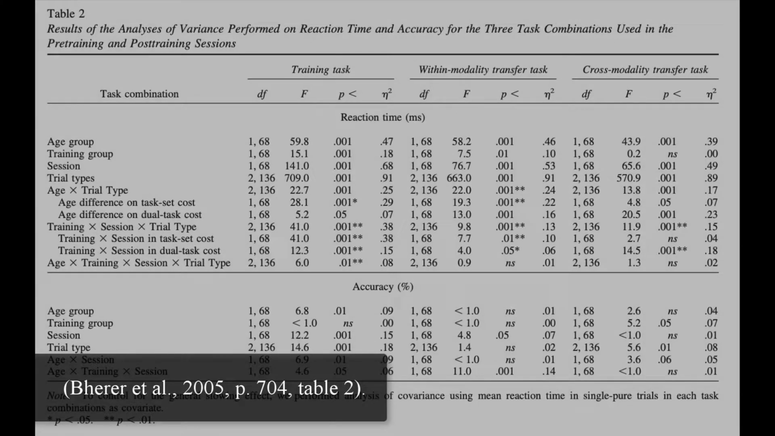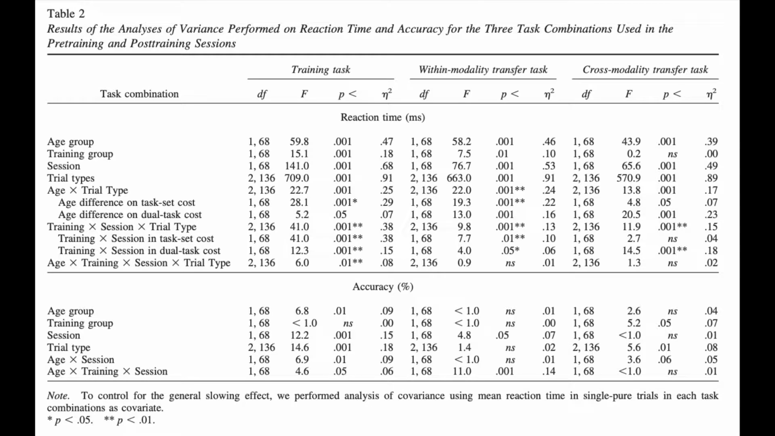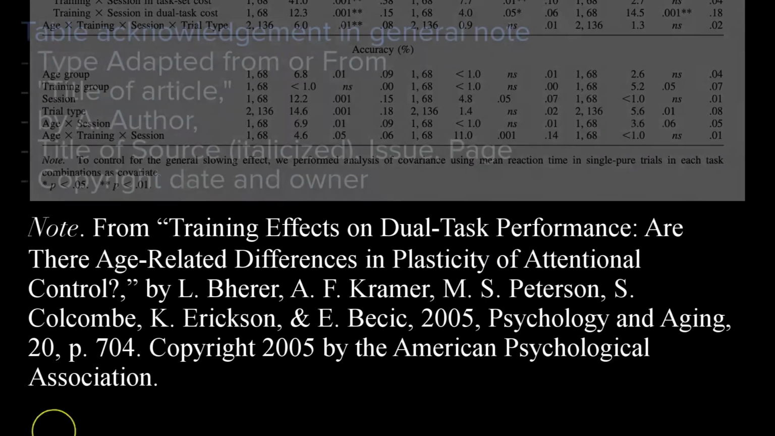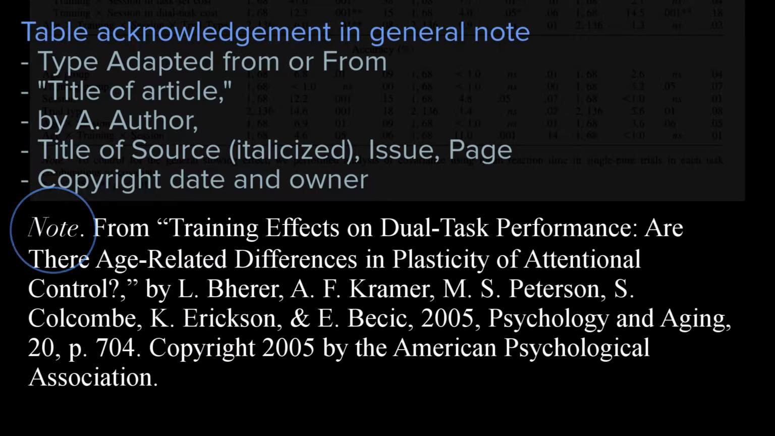Back to our earlier example, let's look at citing a table you might use from an article. First, include the label and title. Add the acknowledgement in the note. Notice how the parts of the acknowledgement are similar to a reference.